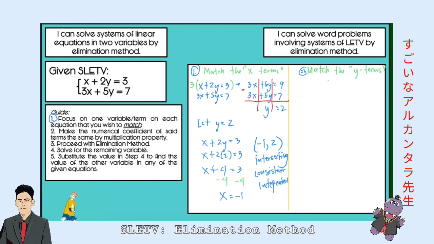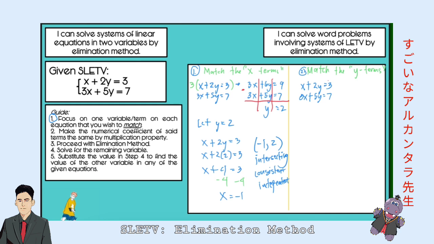Now, what if you wish to do the other one, which is matching the y terms? There's nothing wrong with that if you want to do it that way. So what you can do there is make their y terms the same. You have 2y and 5y, right? So in here, instead of just multiplying or manipulating one equation, you have to do both. So you have to identify the LCD of the numerical coefficients here, 2 and 5. The LCD of that is 10.